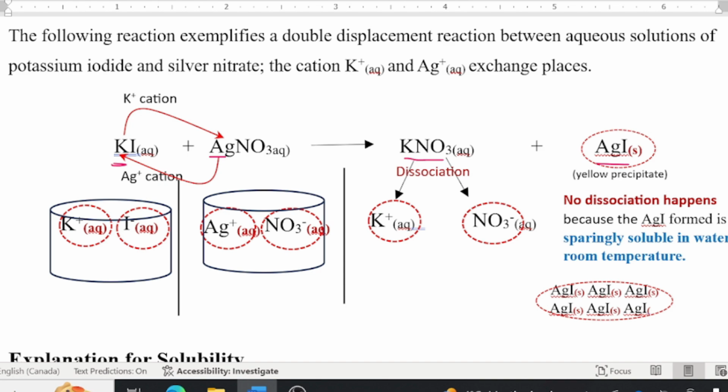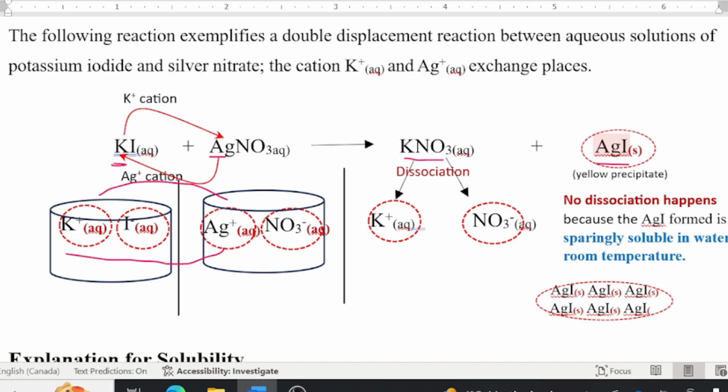So this guy says, why don't we change friends? So the silver goes across there, and your friend potassium comes over there. And look what happens. The potassium and the nitrate, they still keep dancing. They're not touching each other here. Love is not great here. But look what happens here.